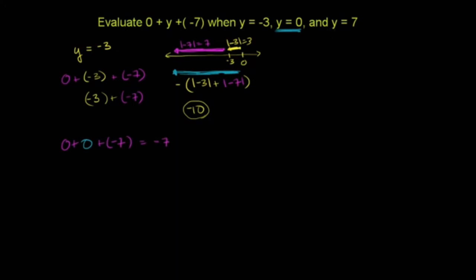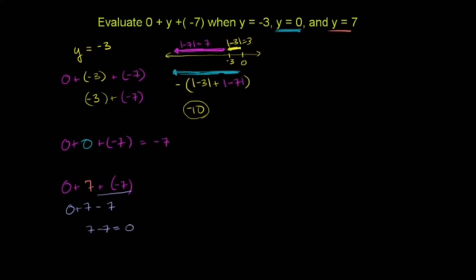Now let's do the last one, when y is equal to 7. So our expression is going to be 0 plus 7, plus a negative 7. Now there's a couple of ways to do this. You could say adding a negative number is equivalent to subtracting the number. So this is equivalent to 0 plus 7 minus 7. The 0 doesn't matter, so this is equal to 7 minus 7, which is equal to 0.